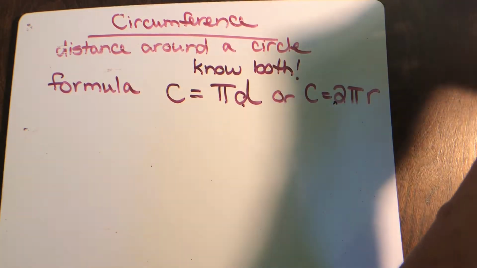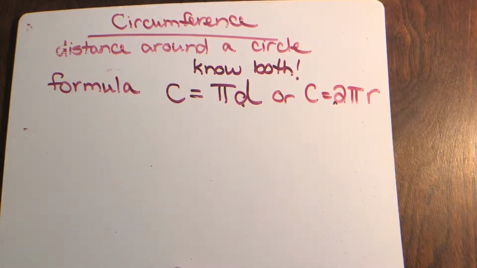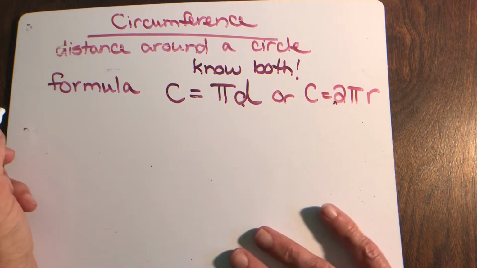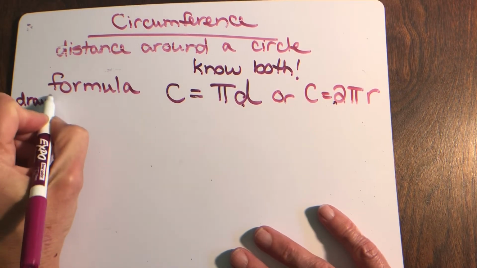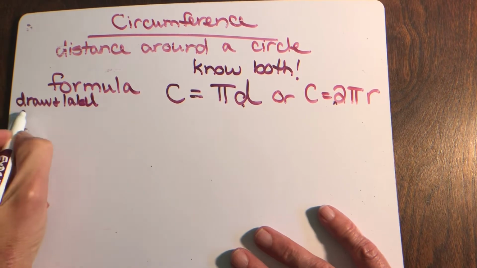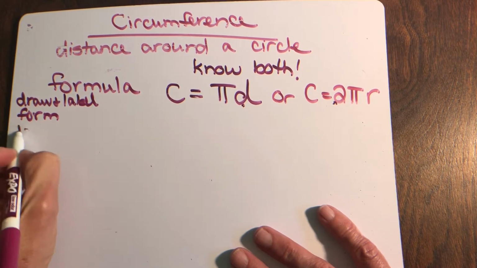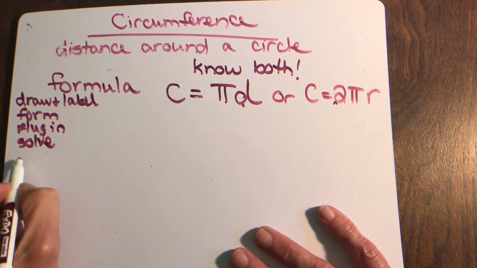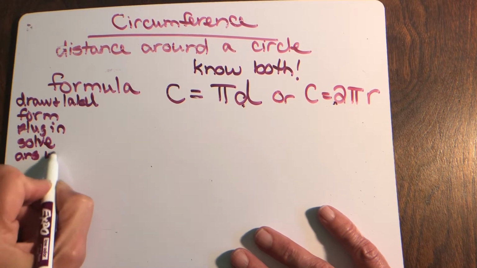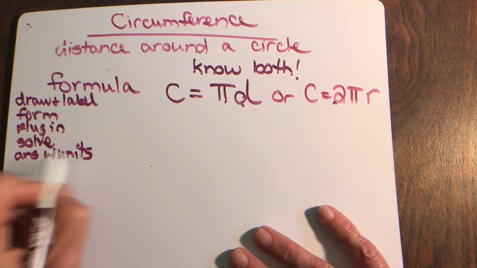Okay, so let's do some practice problems. Our steps are going to be the same. We are going to draw and label. We are going to write the formula. We're going to plug in. We're going to solve, and sometimes we're going to have to use algebra, and we're going to write our answer with units. Okay, so let's get going.